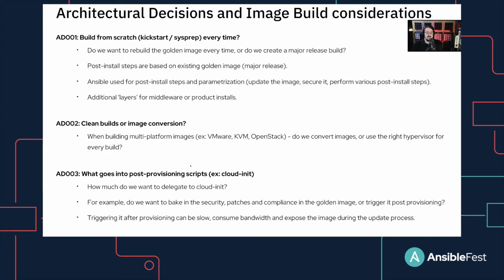Also, what goes into the post-provisioning script is a key architectural decision here. The question is, how much do you want to delegate to cloud-init? Cloud-init is triggered after you've built your image and it is being provisioned by the hypervisor or the hyperscaler. You can have a patching step in there, and that's perfectly fine. The problem is that it's slow and time consuming, and you're creating a window of exposure during which your image is provisioned but not yet secure.